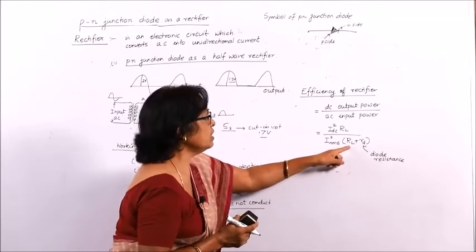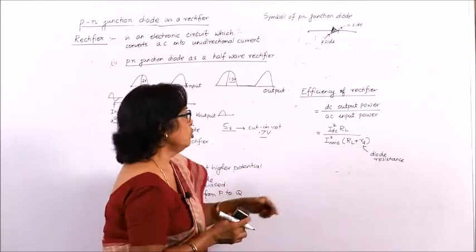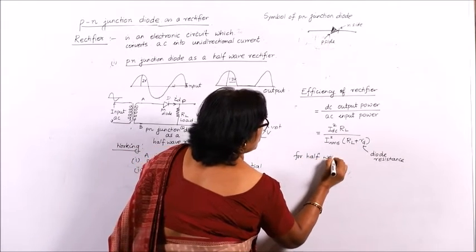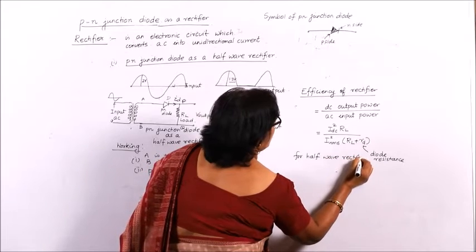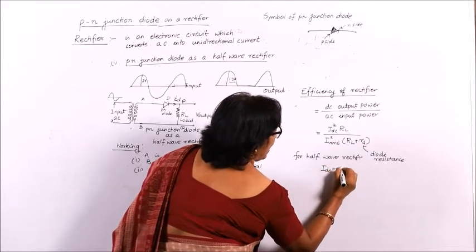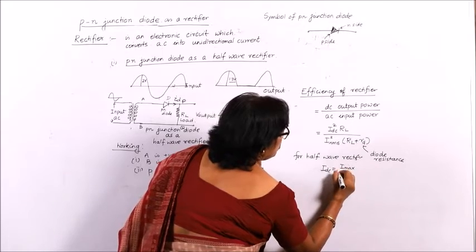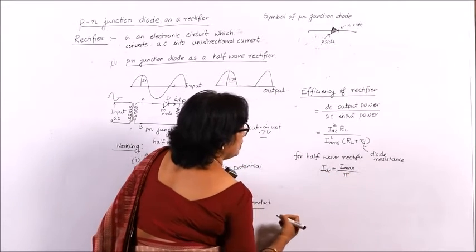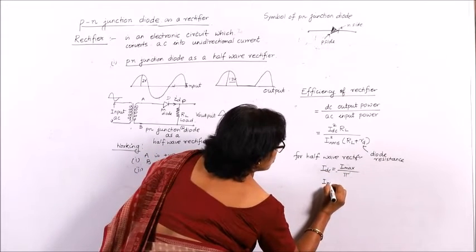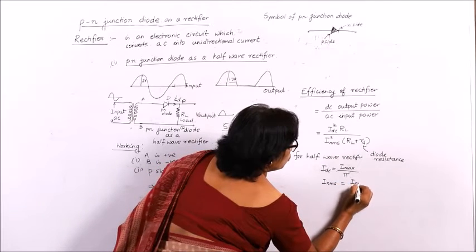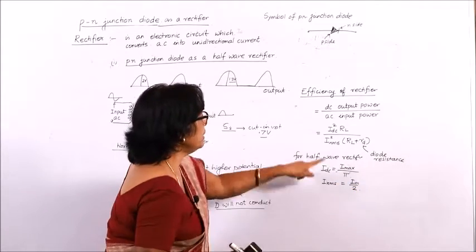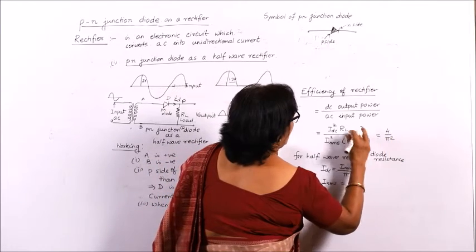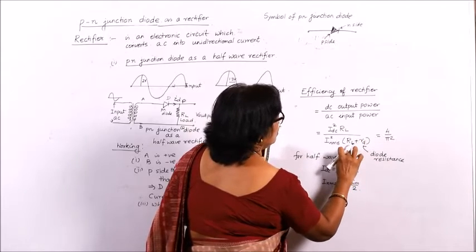So, in most cases we can neglect this one. So, this is the value, and for half wave rectifier our IDC value is I maximum, whatever is the maximum input AC, divided by pi, and I RMS is IM by 2. So, if I put it here, then this will be equal to 4 by pi square. I divide this RL here and here.